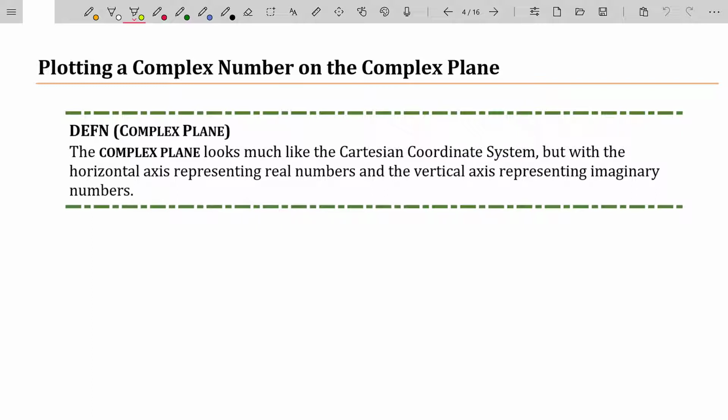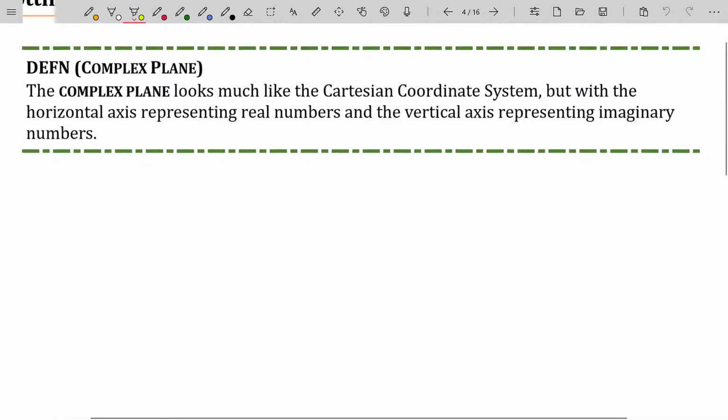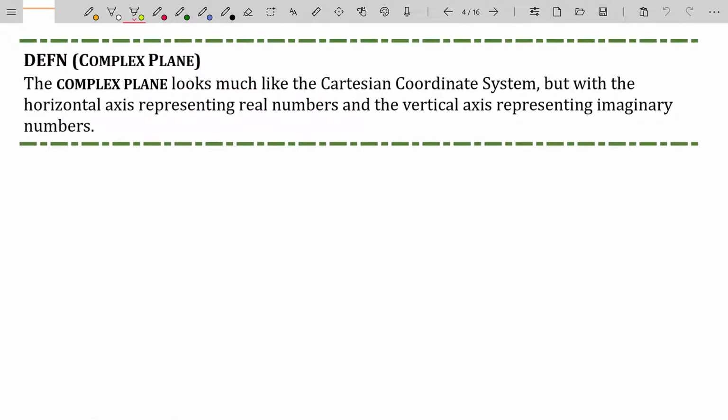Anyhow, plotting a complex number on the complex plane, we first need to define what the complex plane is. Well, the complex plane looks much like the Cartesian coordinate system, but instead of an x and a y axis representing real numbers, the horizontal axis represents real numbers, but the vertical axis represents imaginary numbers. Let me go ahead and showcase this.